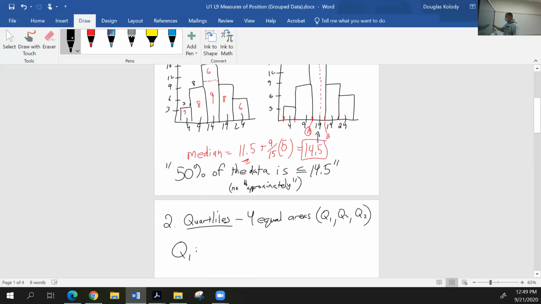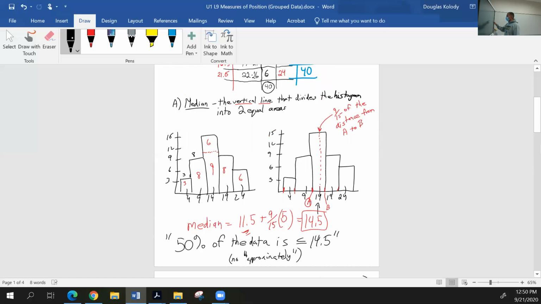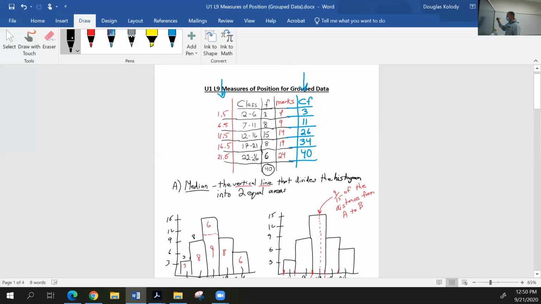So first and foremost, the first quartile is a quarter of the way through the 40 numbers. There's 40 numbers in the set, and it's a quarter of the way. So that's 10 numbers. So does that mean that 10 is the first quartile? No. It means that the 10th number is the first quartile. But where does the 10th number fall in this frequency table?